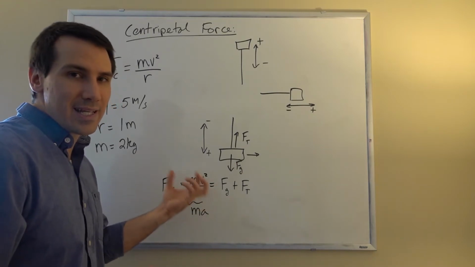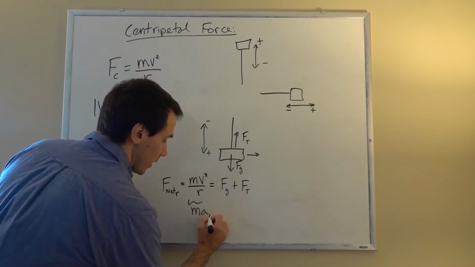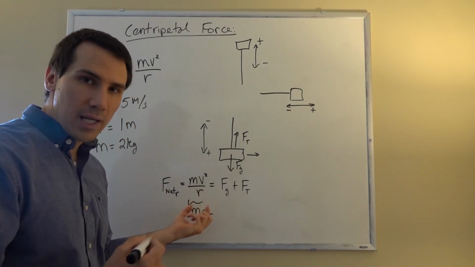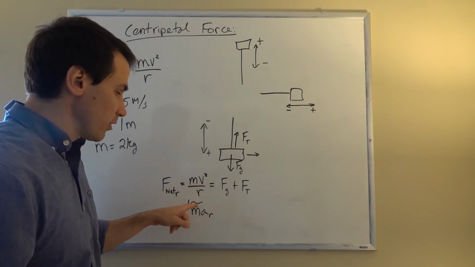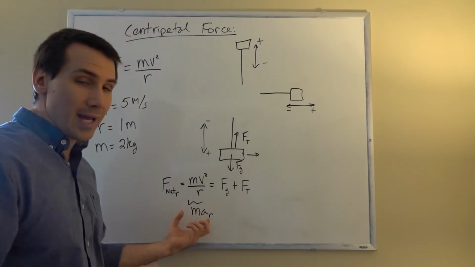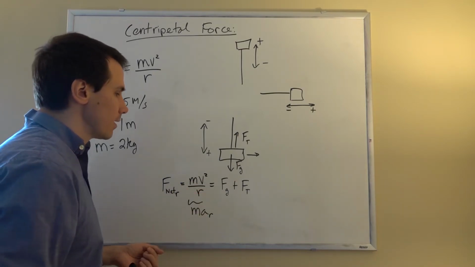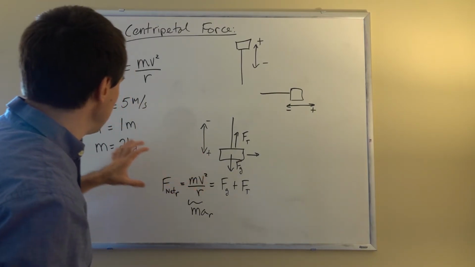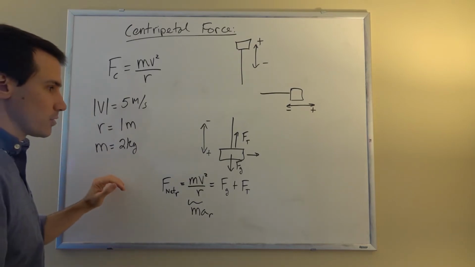So this is, instead of adding up our forces and setting them equal to ma, in this case it would be a radial, we add them all up and set them equal to mv squared over r. In fact, v squared over r is really just your radial acceleration here. So it's really ma, we're just writing acceleration as v squared over r. Okay, so we know that based on my values given here, we can calculate the force of gravity.